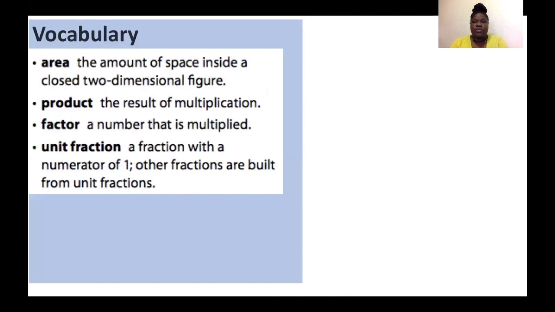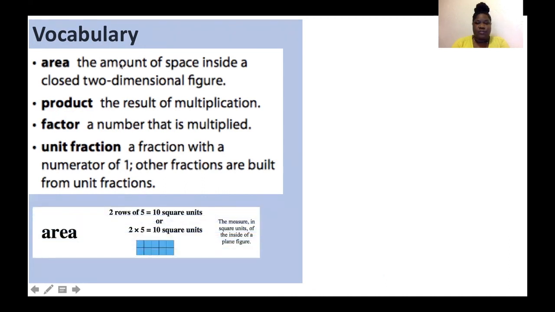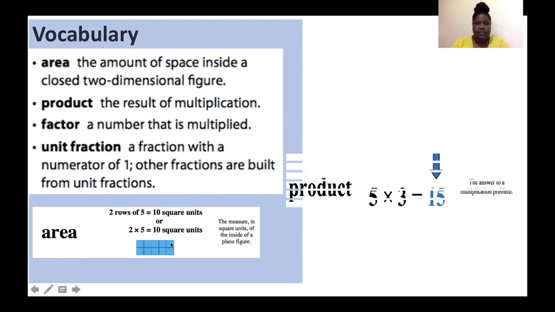Now we're going to move on to multiplying fractions, which is another operation. The common vocabulary we have here is not new. It's area, the amount of space inside a closed two-dimensional figure. So that's the same thing as multiplying length times width. And since I measure in squares, that's why it's called square units. The other vocabulary is product. It's the result or the answer to a multiplication problem, and that is your answer.